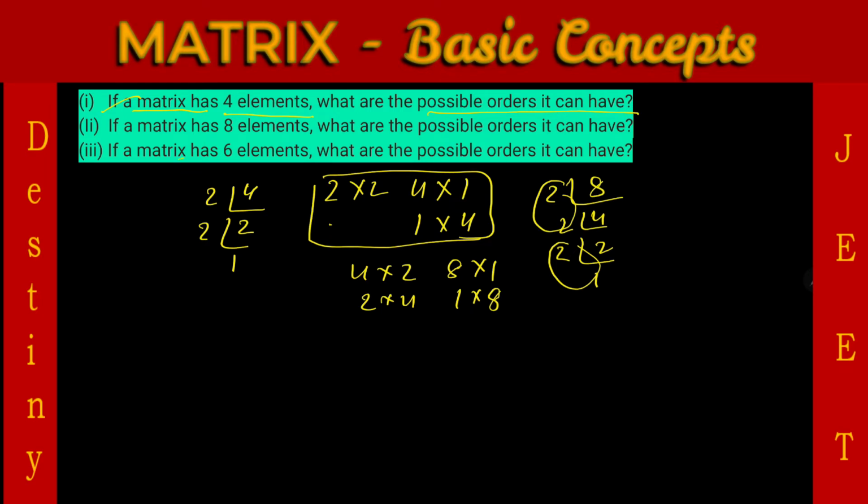Let us see a matrix which has 6 elements. Divide 6 by 3, you get 2. Then you divide it by 2, you get 1. So what are the orders you get from this? You can take 2 groups. It can be 6 into 1 or 1 into 6. Next it can be 3 into 2 or 2 into 3. Okay, these are the orders of these matrices.